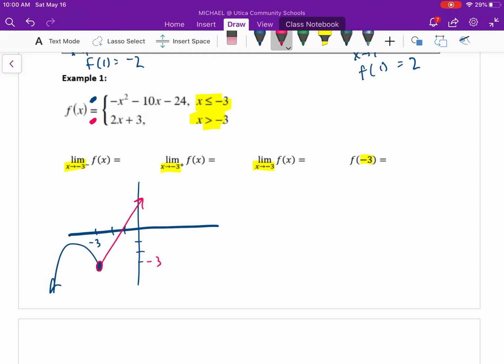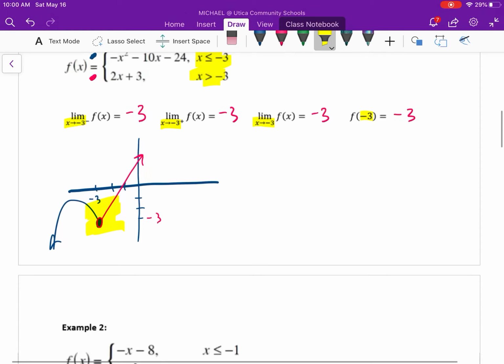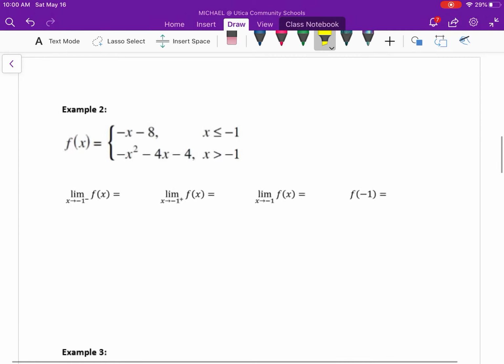So as you can see, in this case, the limit from the left, the quadratic side, would be negative 3. The limit from the right, the linear side, would be negative 3. Because those are the same, that limit is negative 3. And this is one of those cases where the function value is the exact same as both. So again, all I need to know on the graph is kind of what's happening as we get closer to just that spot. All right, let's try example 2.